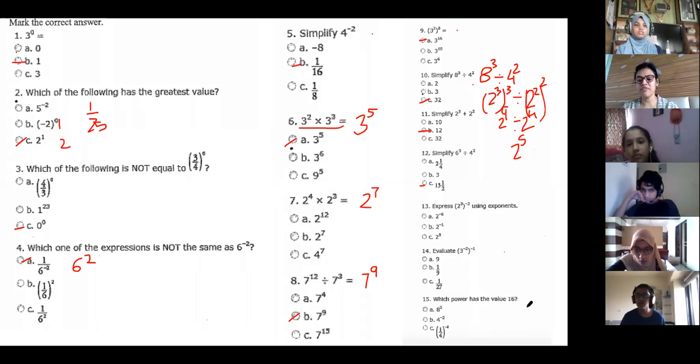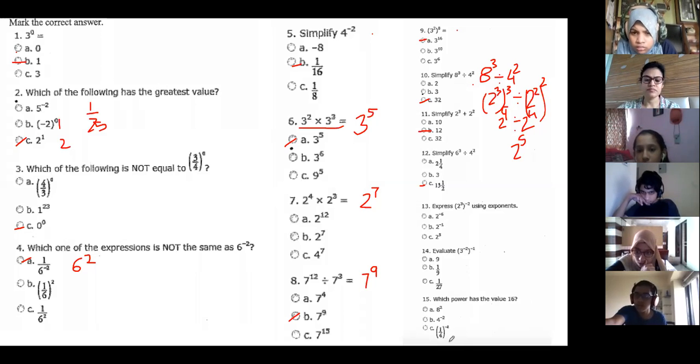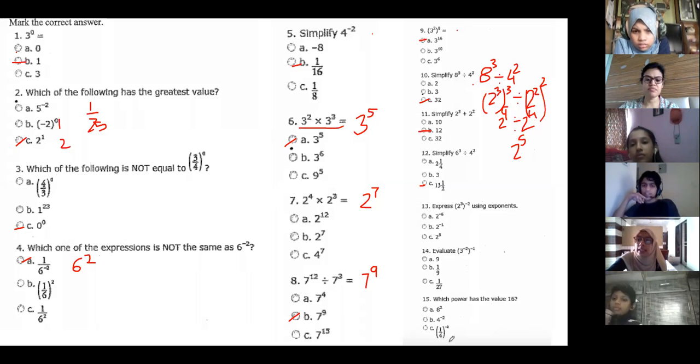Which power has the value 16? Now, whose answer is 16? Find out. Ma'am, C. C. Why C? Because C is (1 by 4) raised to minus 2. So you will do the reciprocal. It becomes 4 raised to power 2. So 4 fours are 16.